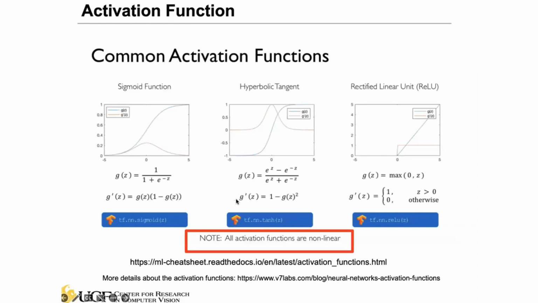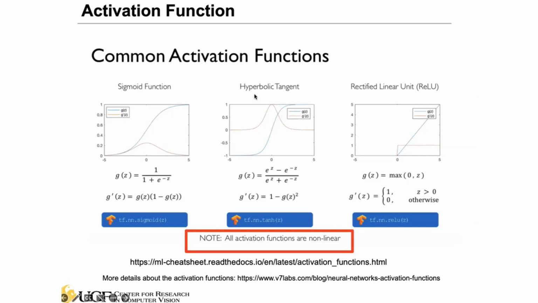So the next very important component is the activation function. We've talked about the sigmoid function. This blue curve is the sigmoid function, trying to squeeze the number into the range of 0 and 1, and the red curve is the derivative or the gradient, because in the backpropagation we're going to compute the gradient.